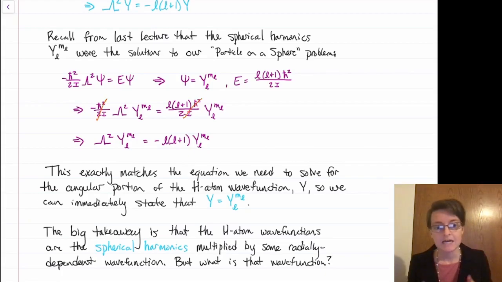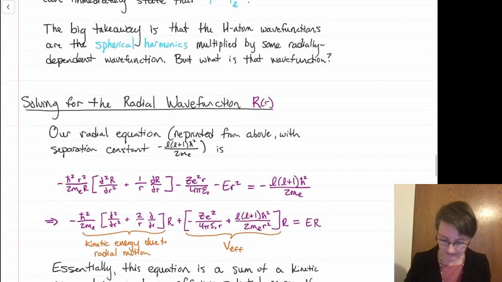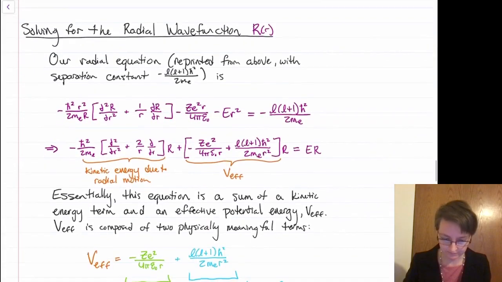And two, it means that we now know that the hydrogen wave functions aren't themselves the spherical harmonics, but they are the spherical harmonics multiplied by some radially dependent wave function. And so the last question that we need to answer for today is, well, what is that wave function? So let's go ahead and solve for the radial wave function.